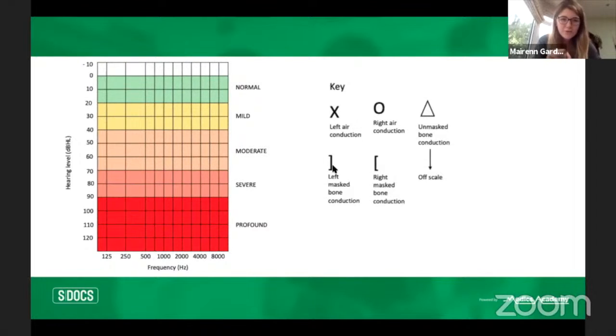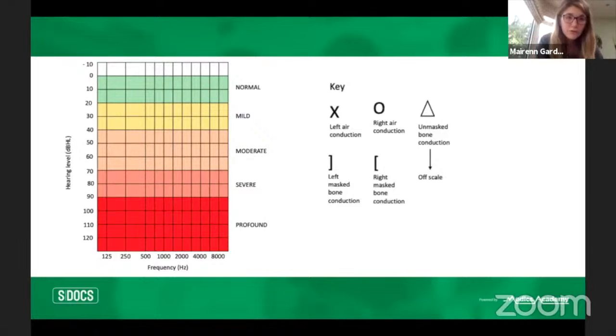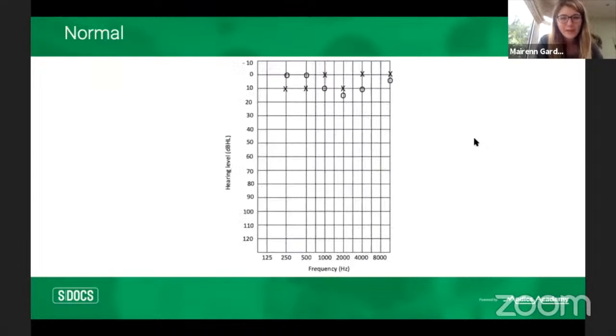These little brackets confused me, but actually make quite a lot of sense when you look at them. For left masked bone conduction, the bracket faces to the left, and with right masked, the bracket faces to the right. Off the scale might mean that the patient hasn't heard anything, or that the reading is too low to assess. So, as I said again, this is a normal audiogram. The X's here show the left ear, and the O's here show the right ear.